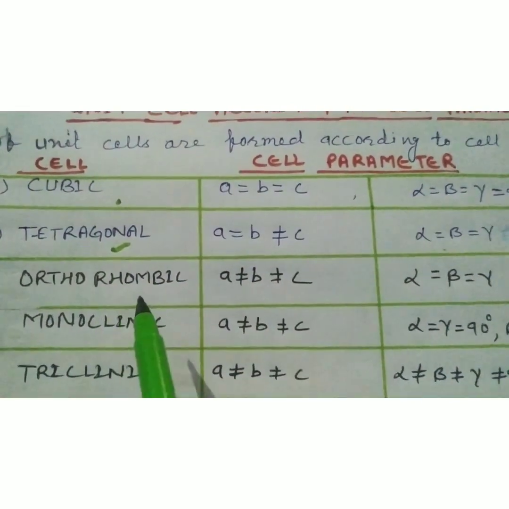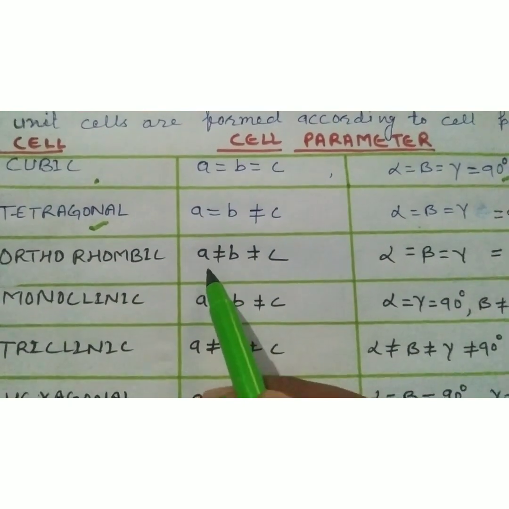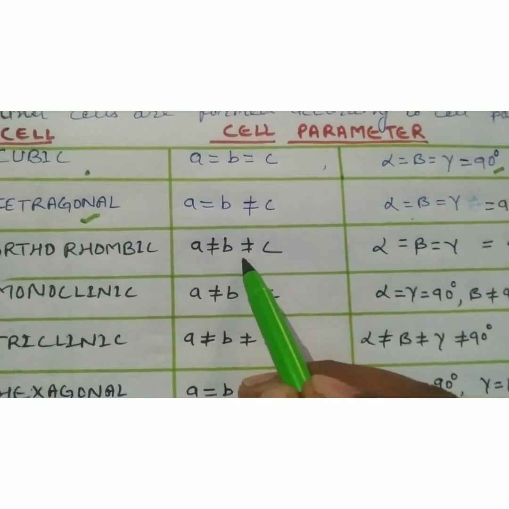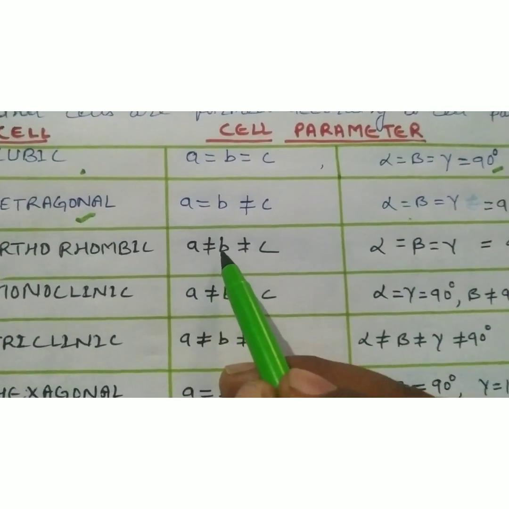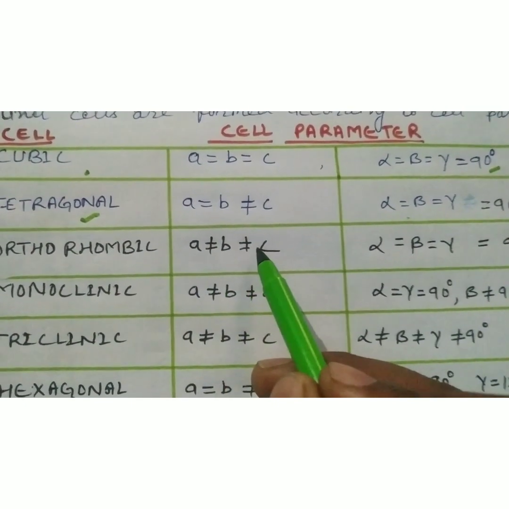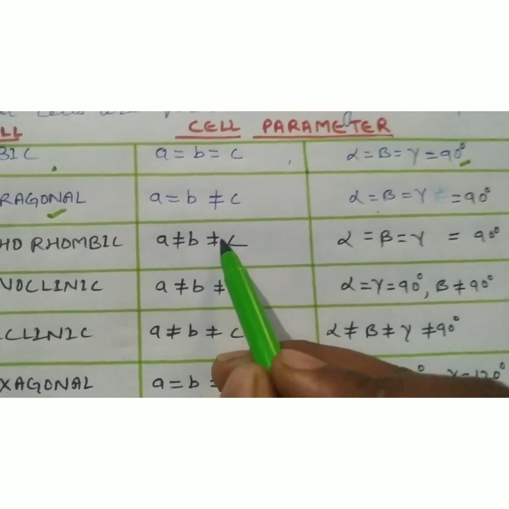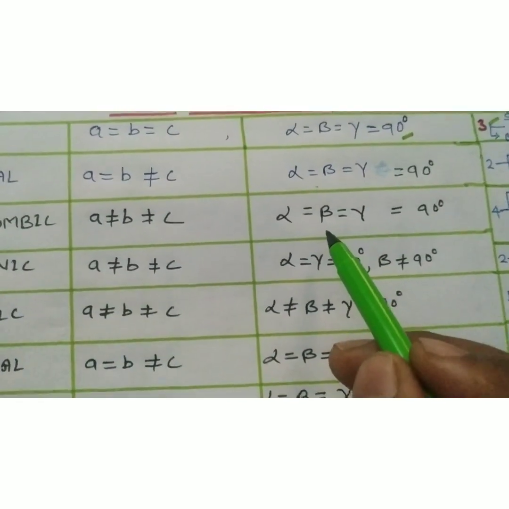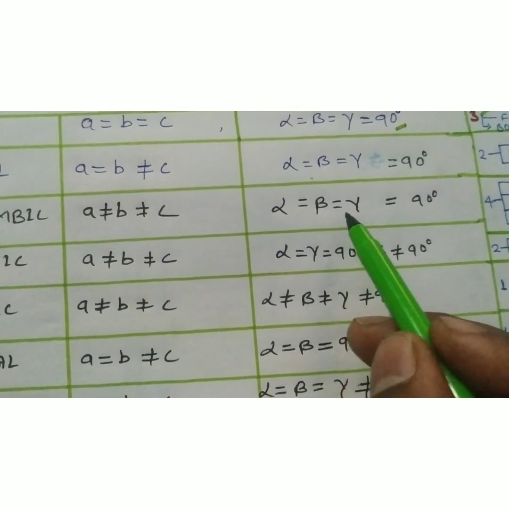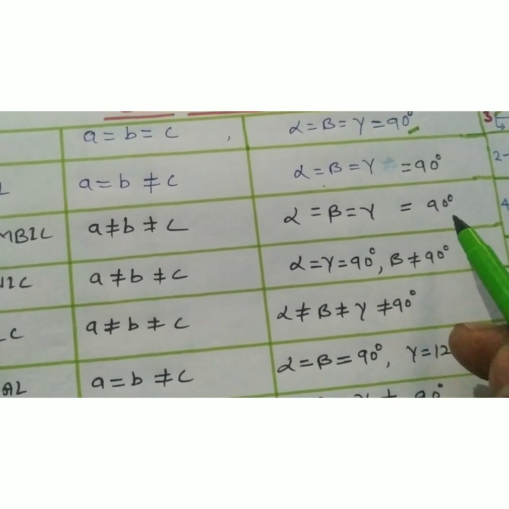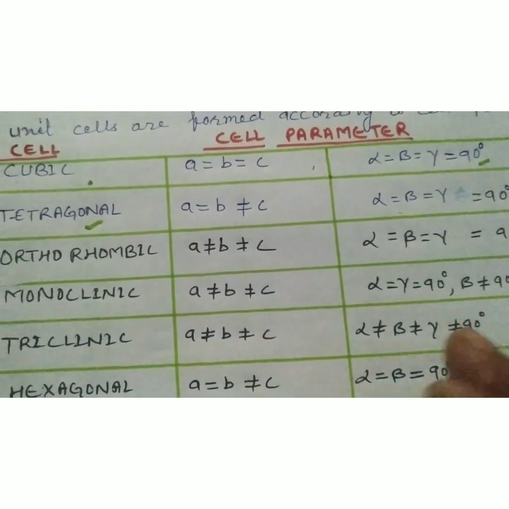Clear? Now orthorhombic, in which length, breadth and height will not be the same. Length will be different from breadth, breadth will be different from height, and length will also be different from height. Clear? But the angles alpha, beta, gamma will remain 90 degree. Clear? This is the representation of orthorhombic.